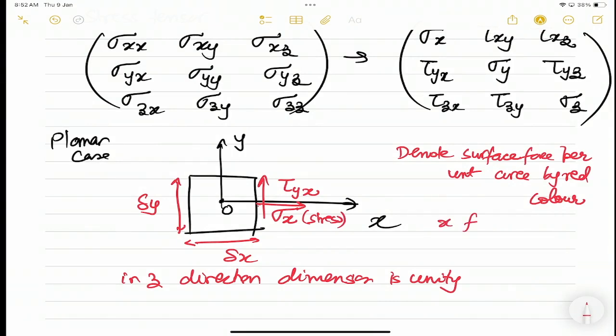And the x force on the right face will be equal to sigma x times delta y times 1. Okay? Now, similar to this, there will be forces acting on all the four faces.